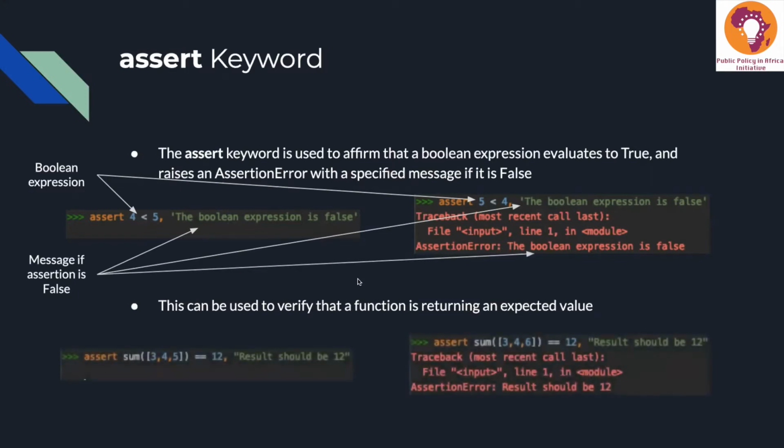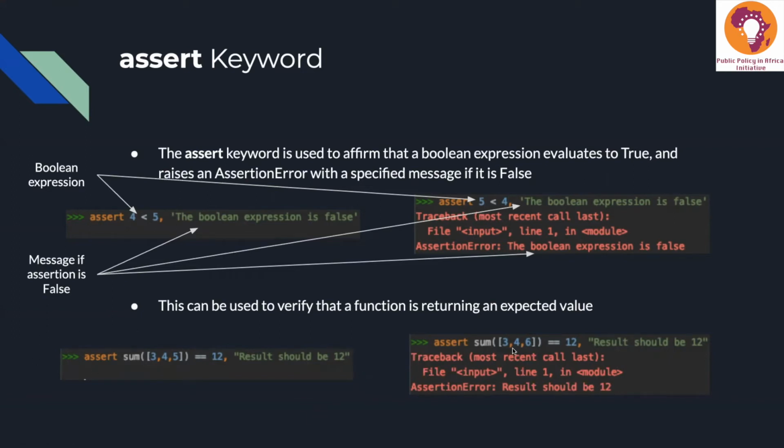So this can be used to verify that a function is returning an expected value. Say with the sum function, we want to make sure that the sum function is working correctly. And for whatever reason in our sum function, we want to make sure that the result is 12. So in this particular case, we're asserting that the sum of 3, 4, and 5 evaluates to 12. It does in this case, so we don't get any error raised from this assertion here.